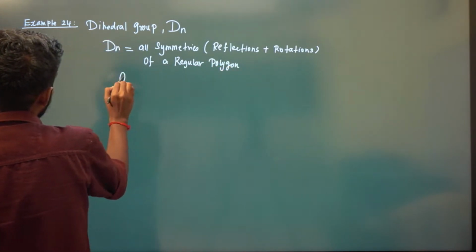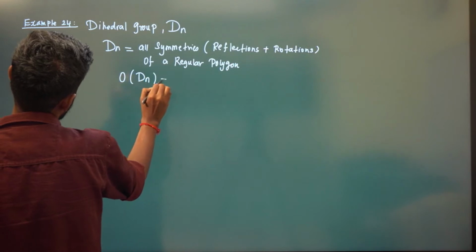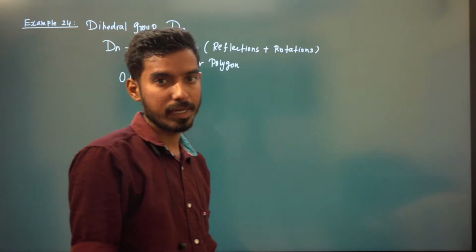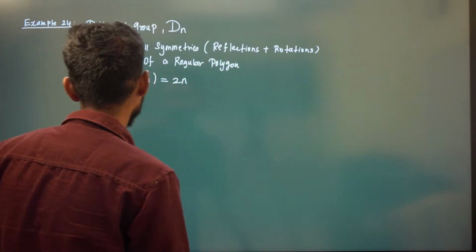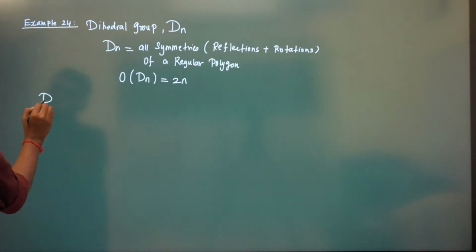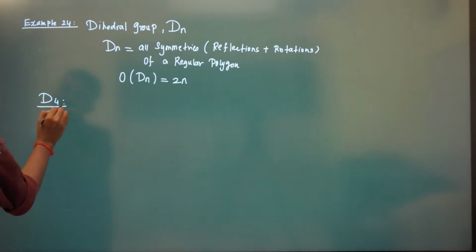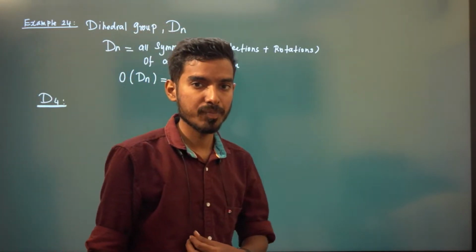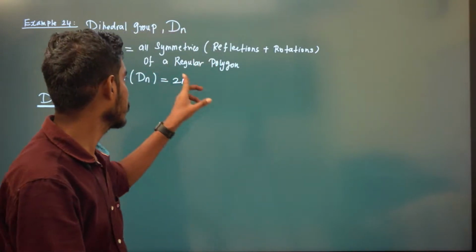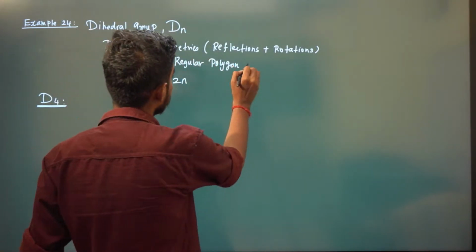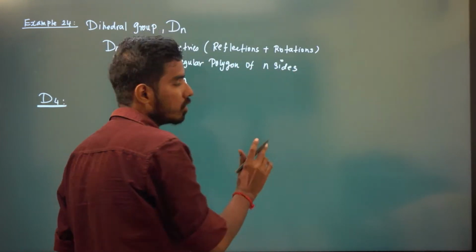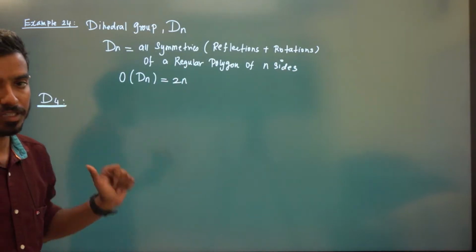Always remember, order of Dn is always 2 times n. You have 2n elements here. Let me give you an example. Let us take D4. So what is D4? D4 is all those reflections and rotations of a four-sided polygon. So regular polygon of n sides. A four-sided polygon is a square. So all those symmetries of a square is D4.